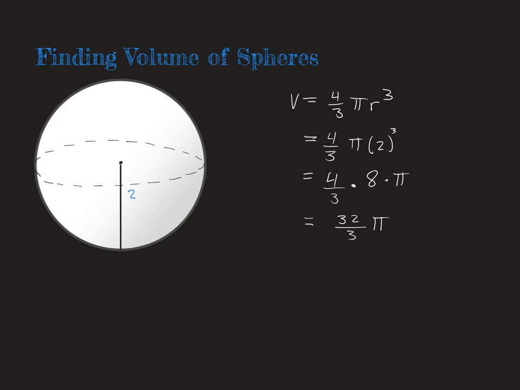You can actually simplify this if you want, but if you don't feel like simplifying, or if they don't ask you to simplify, this answer would be fine. In this case, we're actually going to simplify it, and that's going to give you 10.67 pi, which is fine. And if you want to go a step further and multiply by 3.14, your answer will be 33.49. So that's how you find the volume of spheres.